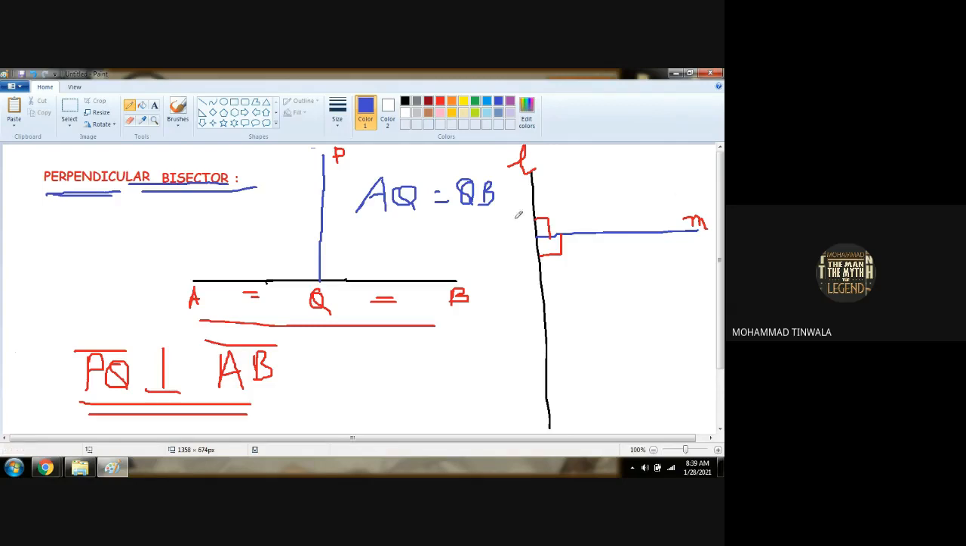This line is not a perpendicular bisector. This is a perpendicular line, but we cannot say perpendicular bisector on line L. Are you getting it? It has to be from here. If you want to make a perpendicular bisector, then the line should be over here. Then it is said to be a perpendicular bisector. Understood? Okay, sir. Got it. Perpendicular bisector means it should compulsorily be in the half portion, covering and intersecting exactly in the middle of the baseline. That is known as perpendicular bisector.